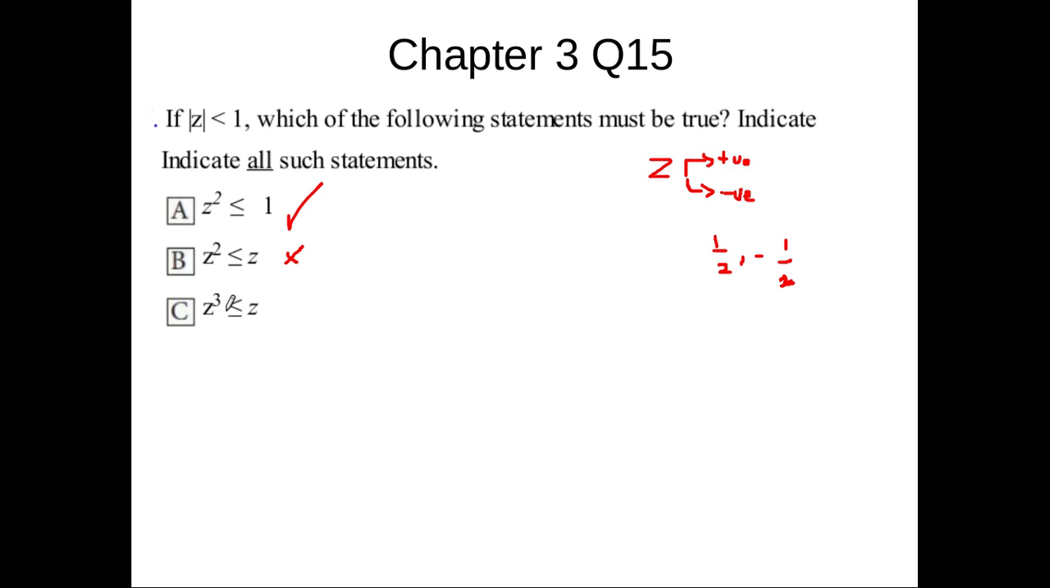Okay, let's move on to the third one. If you have 1/2 and you make it a cube, is it less than or equal to z, which is equal to half? 2 times 2 is 4, times 2 is 8, so you get 1/8, so it's less than. So in the case of a positive value, it's true. But let's try a negative value.